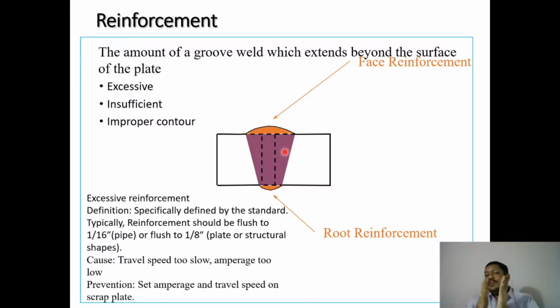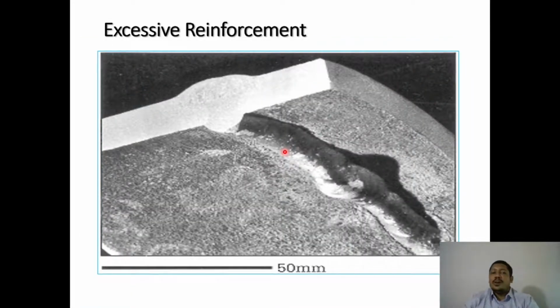So if you want to remove that condition, you have to provide only optimum heat for a lesser amount of time on the welding plate. Excess reinforcement, either in face or in root, is not required. That is how concavity and convexity can be substantiated. The reinforcement can be excessive, insufficient, or have an improper contour, and none of these is advisable.